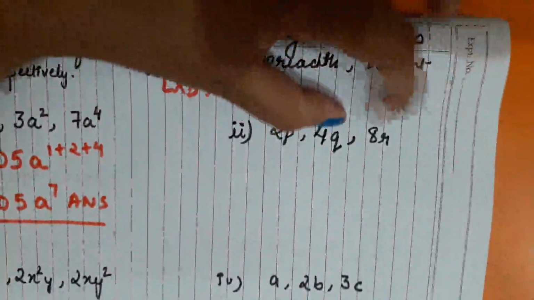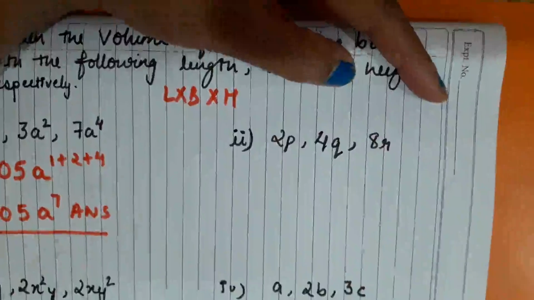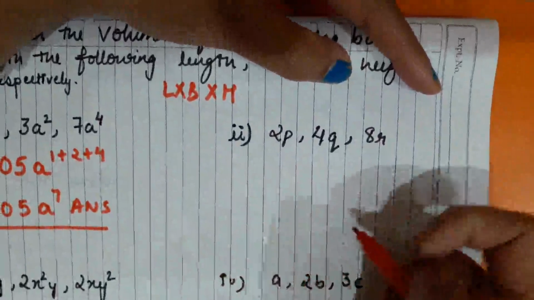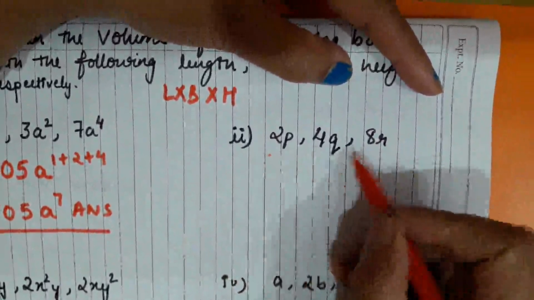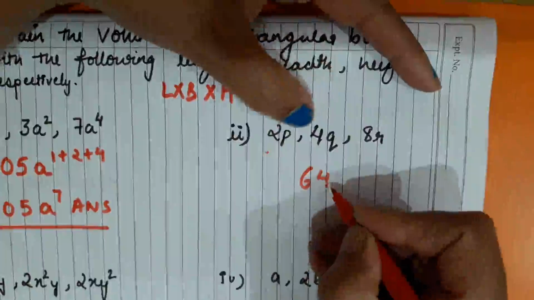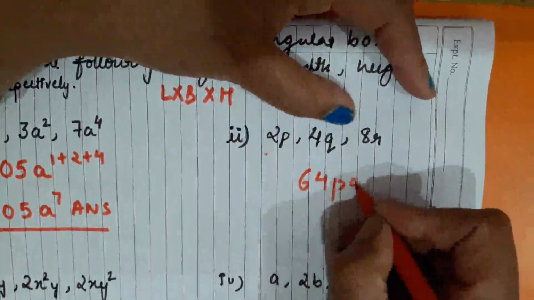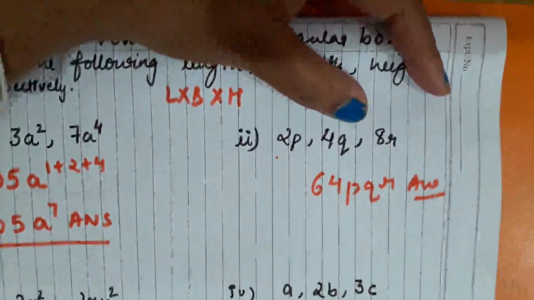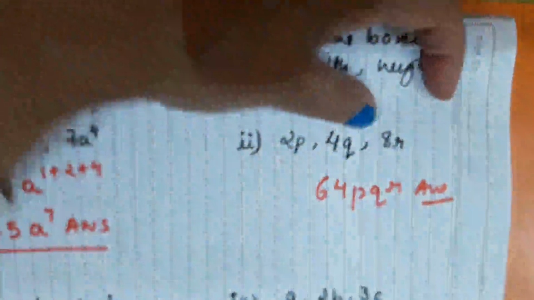2p, 4q, 8r. Both are having different variables. No common thing is there, so just multiply the numeric value. 4 into 2 is 8, 8 into 8 is 64. From here p will come, from here q will come, from here r will come. So you will get 64pqr. Okay, now let's move to the next part.